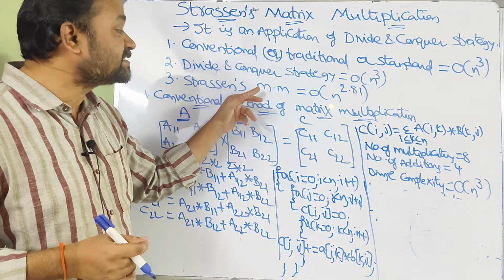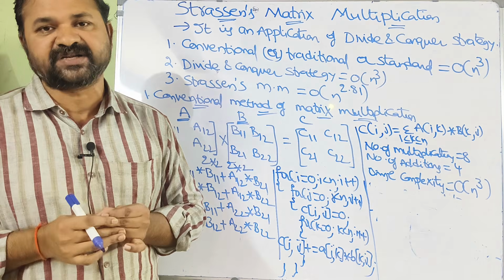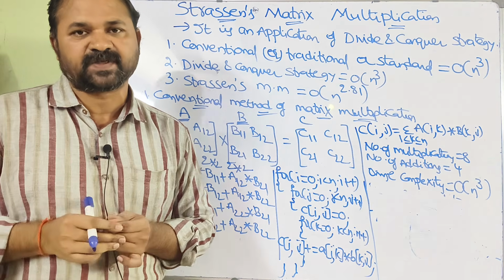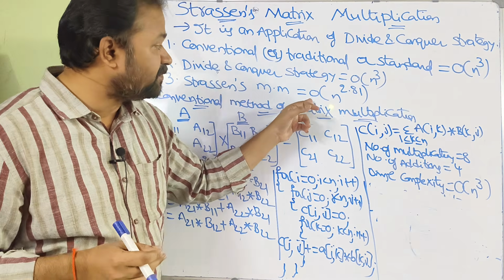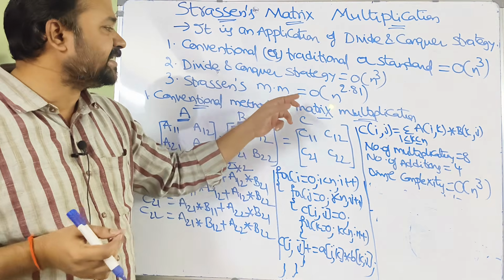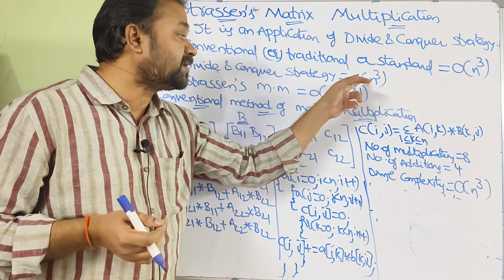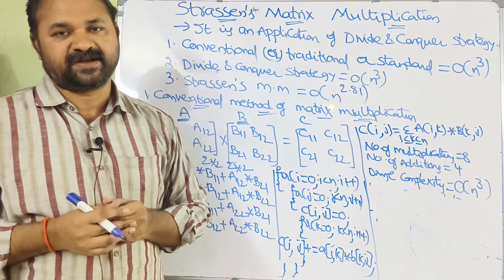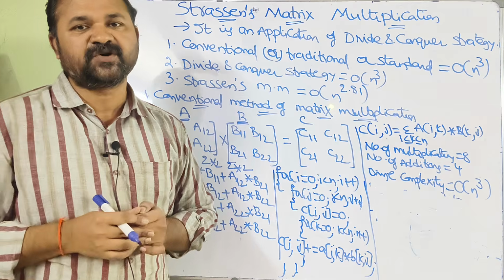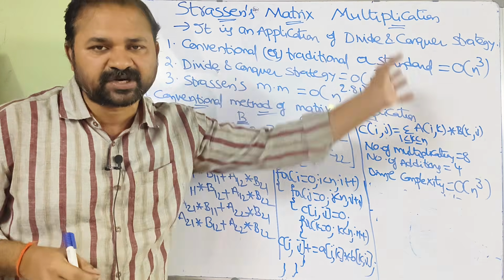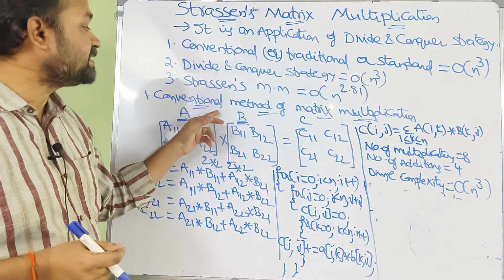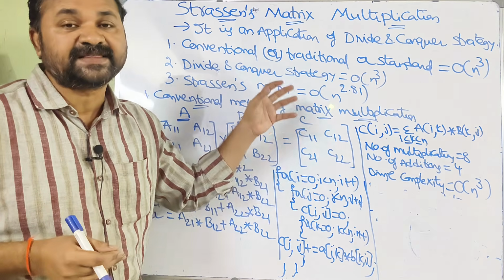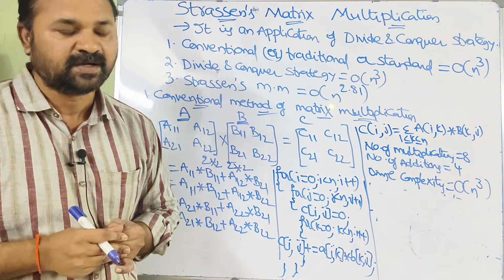Whereas the third one is Strassen's matrix multiplication. It is extremely faster when compared with the first two strategies. Here the time complexity is big O of n power 2.81. So now in this video we are going to discuss these three ways of matrix multiplication. First, let us see the conventional method of matrix multiplication.